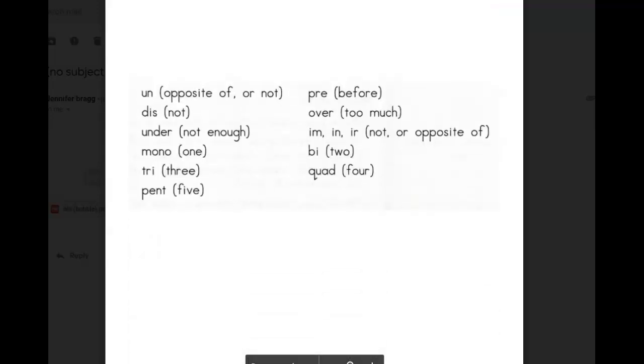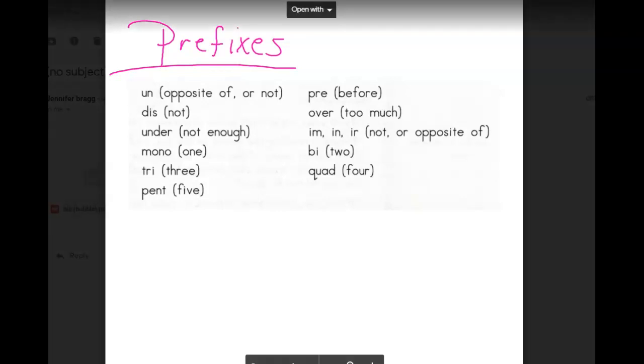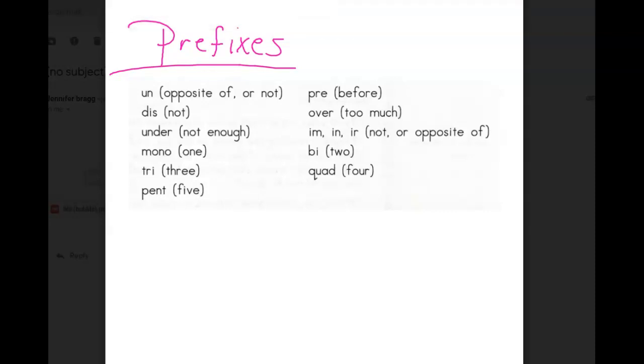Okay? And then our last group of words are our prefixes. These come at the beginning of a word, and we box these in. I did forget to tell you that suffixes are found at the end of words, and they are boxed in too. Okay? So let's look at these. First one, we have un, which means opposite of or not. Dis, D-I-S, not. Under, not enough.